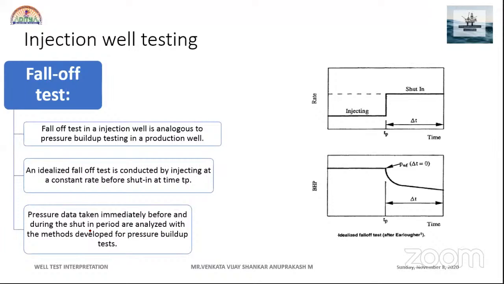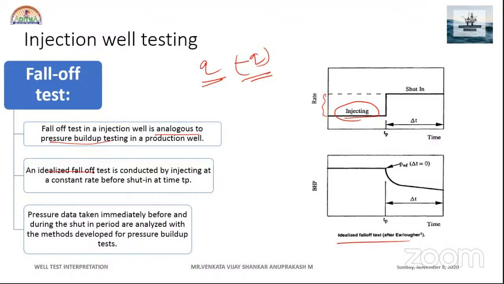So falloff is like a build-up test. As I told earlier, it is analogous to your build-up test. But the difference is that instead of having a production rate Q, you will have a negative Q, so you have injection and then shut-in. For that we have a response.